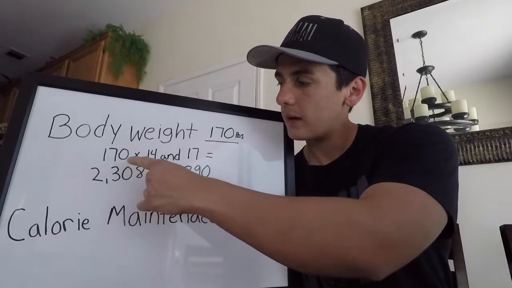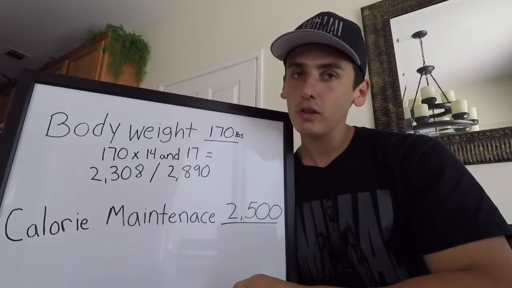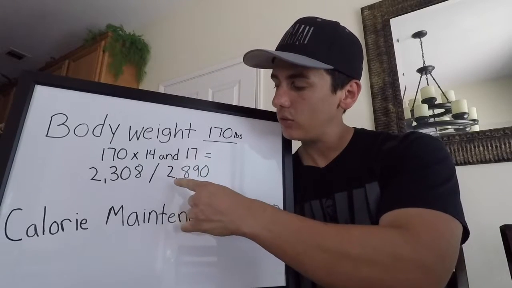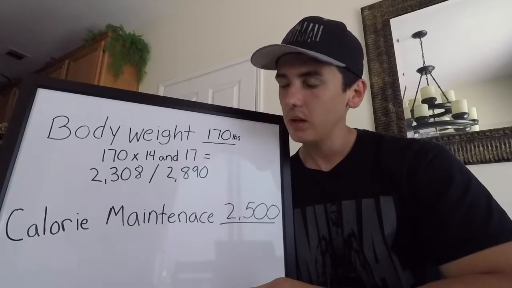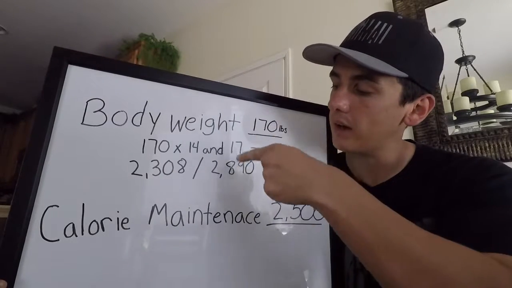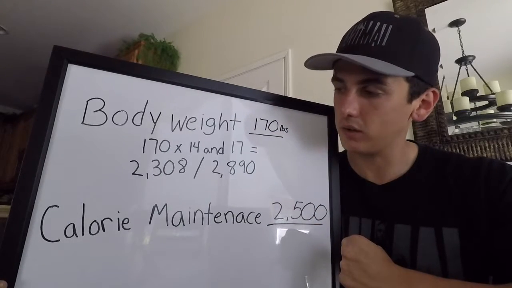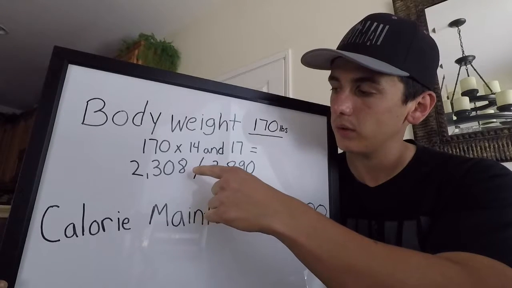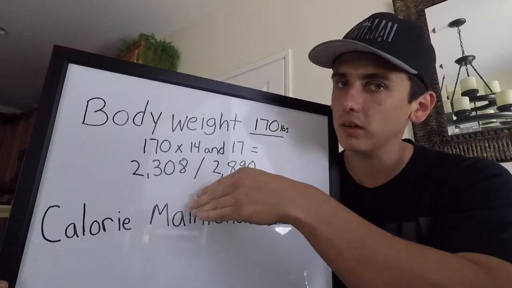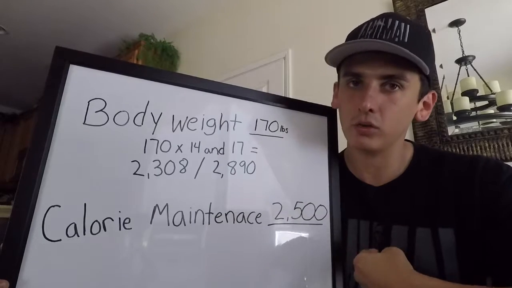So I multiply 170 times 14, that's 2,380, and then 170 times 17, that's 2,890. Once you find those two numbers, you're going to split that in half, and what I have is 2,500. The split in half can be any number. I could have chosen 2,600. It could have been 2,700. I just chose 2,500.